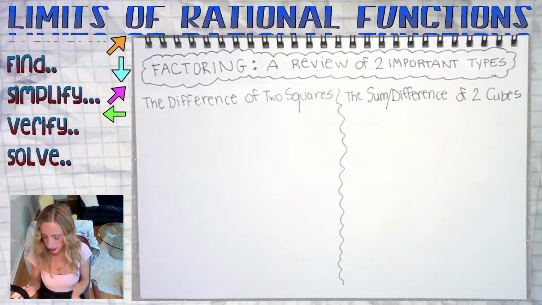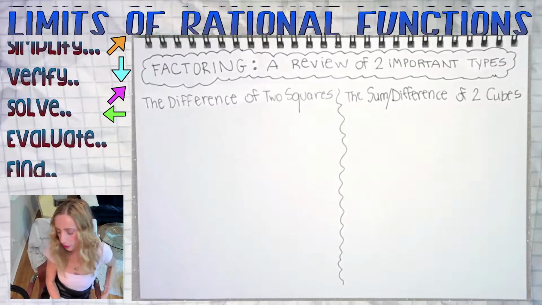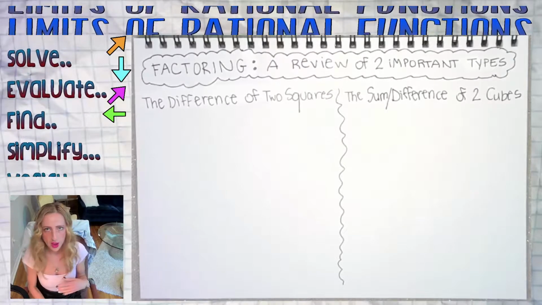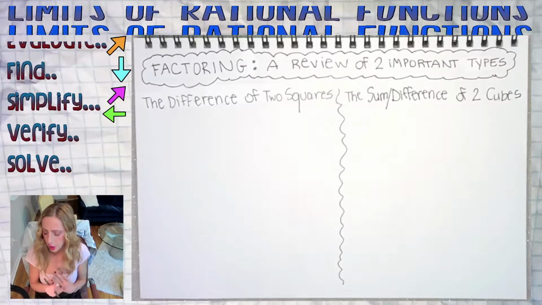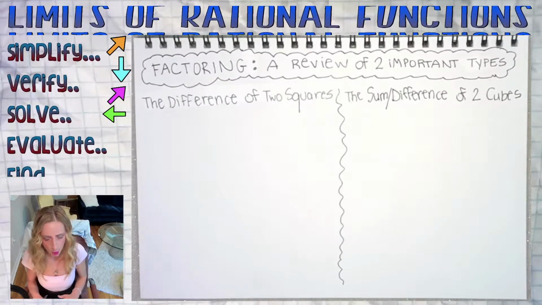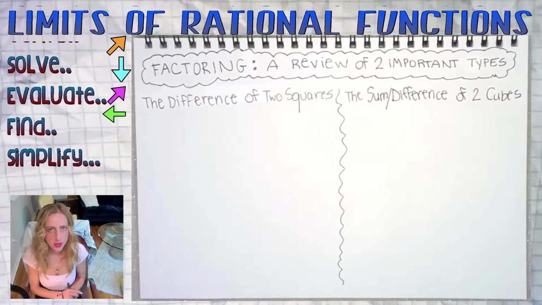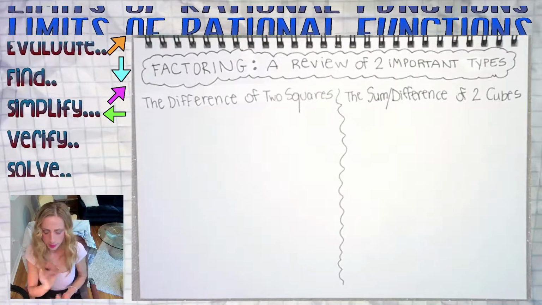Hey guys, in this recording, we are going to do a review of two important types of factoring. Of course, factoring is going to be super important when you are dealing with rational functions, when we're dealing with limits at all. You need to be sharp. You need to be right on it with factoring methods, strategies, techniques. You've got to be at your A game, A plus.